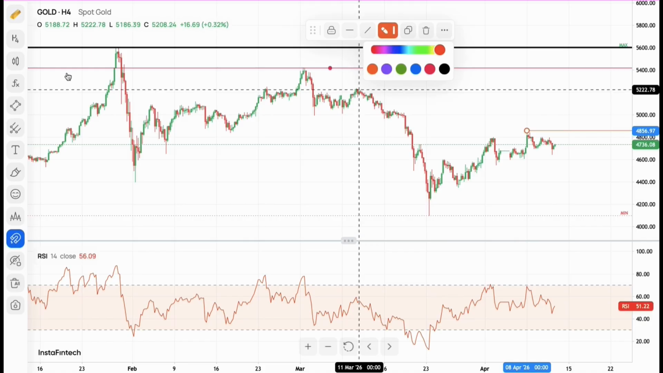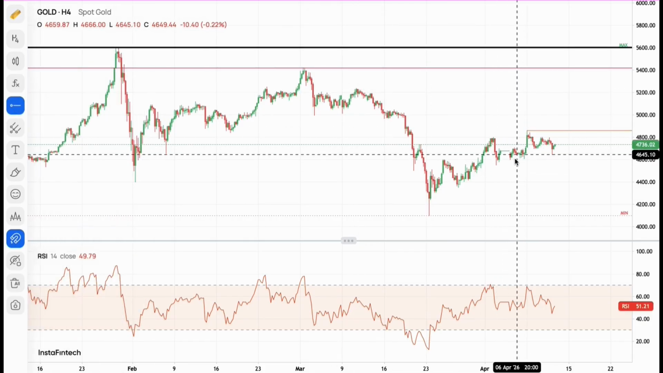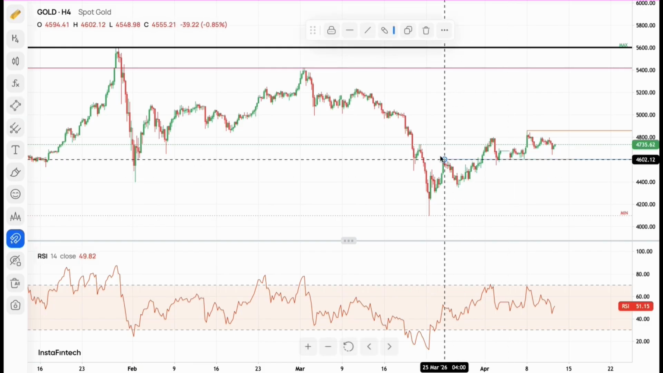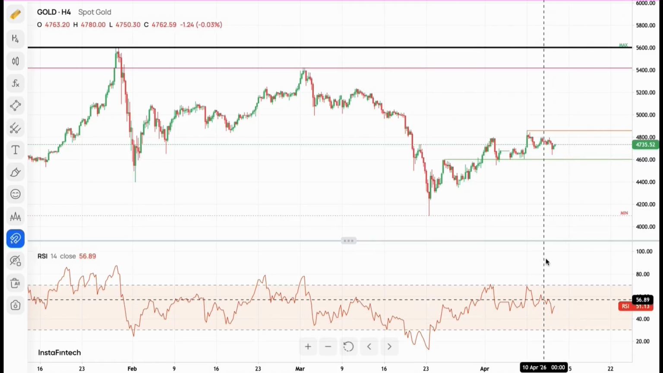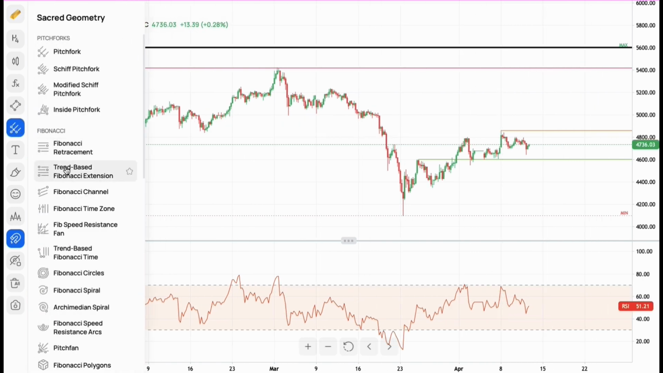4,856 local technical resistance, 4,000. That was the level here, basically. There you go, 4,000, and that's why 4,602 technical support. Momentum below the level of 50, now 51, coming off the extremely overbought conditions. So very interesting situation here.